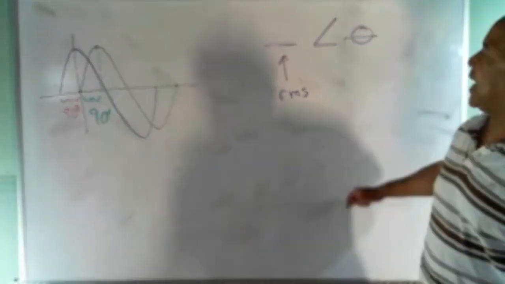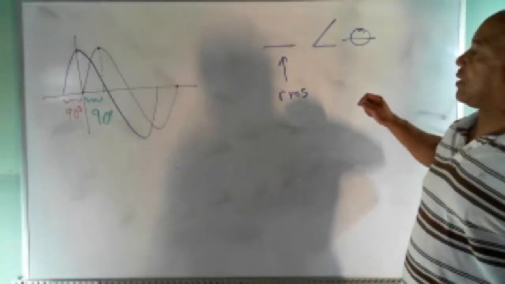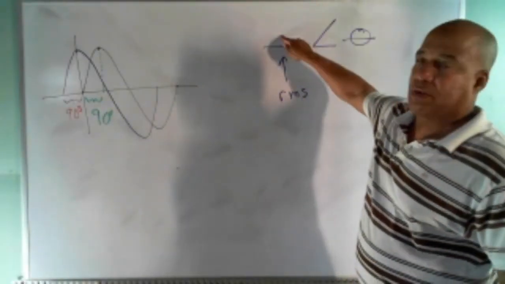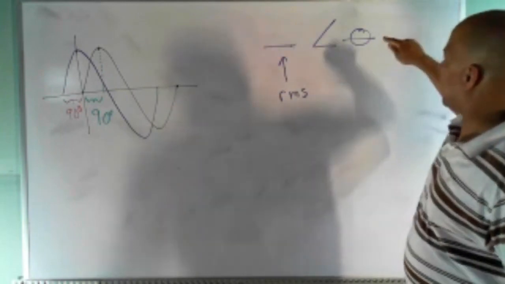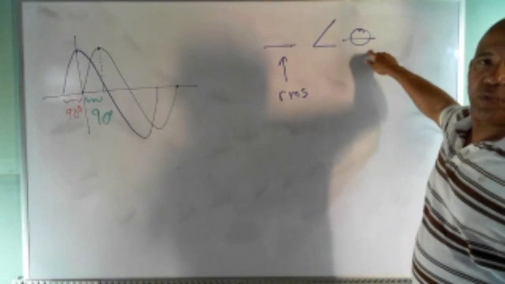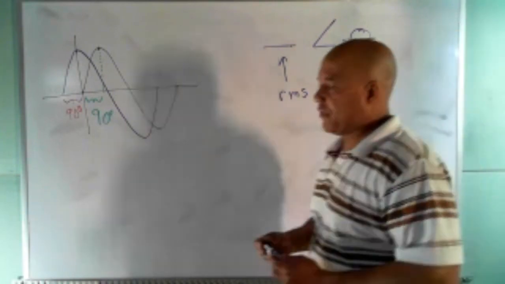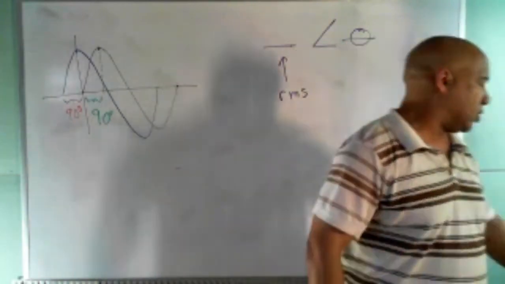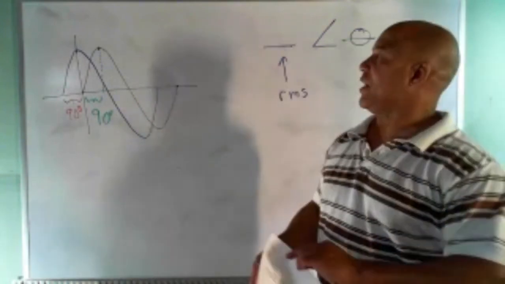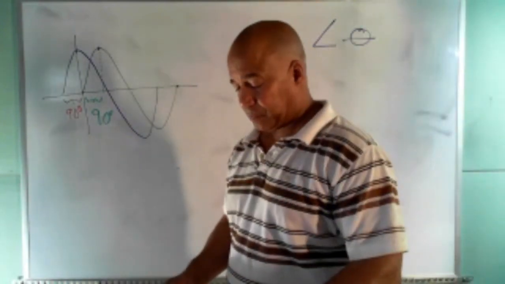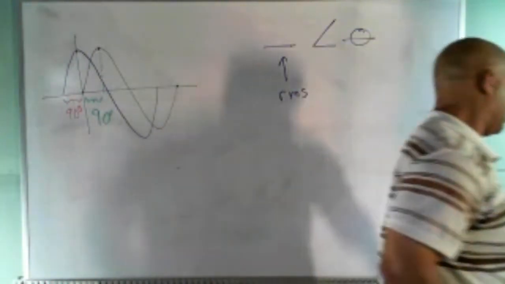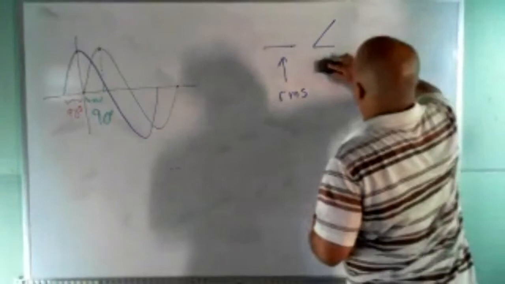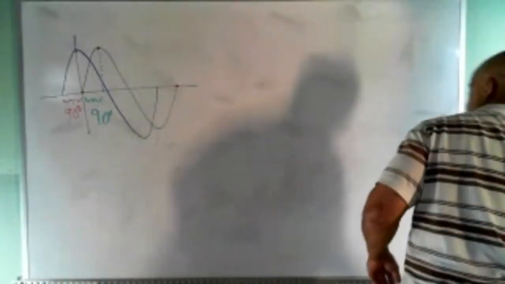So I can have a current phasor or voltage phasor, and all I got to do is write the magnitude as an RMS value, and I can write the phase angle is whatever it is. So if you understand that, then we'll do some practice problems. If you don't, I think you will once we do some practice problems. So let me show you how this is done. Number one, they give you a problem, and they want you to convert it to phasor form.